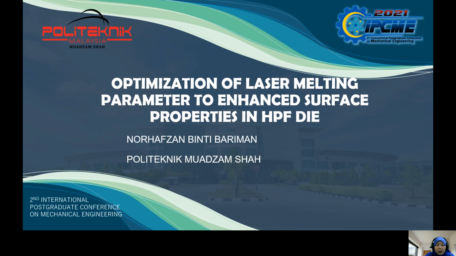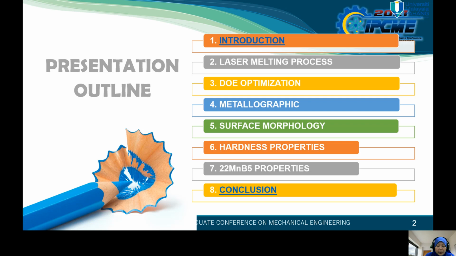Today I want to present about optimization of laser melting parameter to enhance surface properties in hot press forming dies. Before we start, let me brief about the presentation outline. First, introduction. Second, laser melting process. Then DOE optimization, metallographic. Then surface morphology, hardness properties, boron steel properties, and last, conclusion.